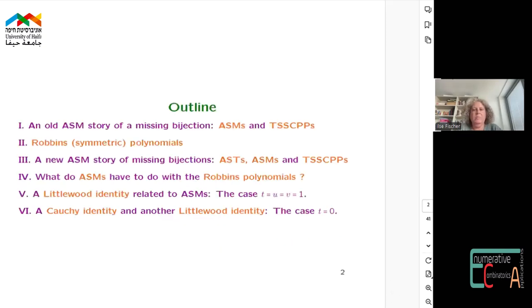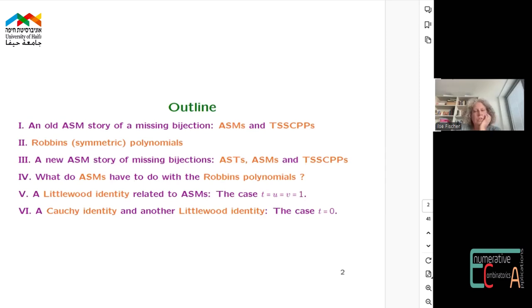So here's my ambitious outline. I will first start with an introduction. I will show you some well-known story about a missing bijection related to alternating sign matrices. So this is maybe something many of you know. Then I will talk about something that seems maybe totally unrelated. I will introduce some symmetric polynomials, which I will name Robbins polynomials.